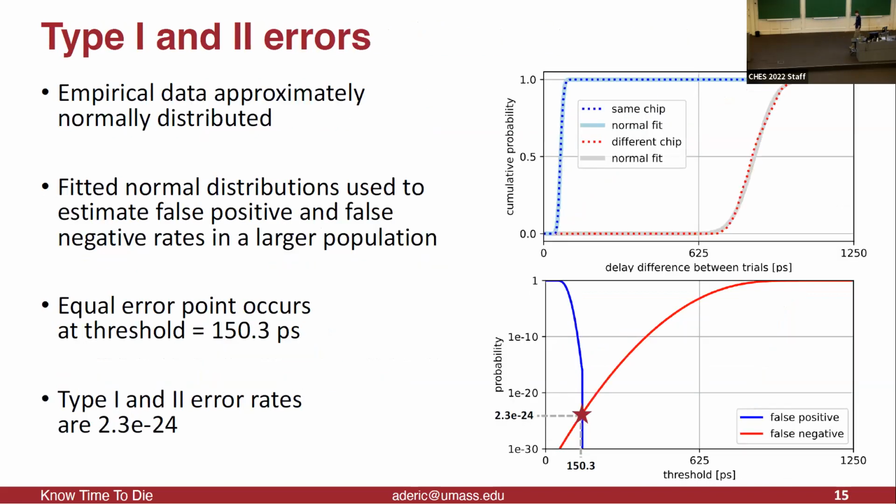And so in our case, because it was only 20 FPGAs, I guess it was perfect. So we wanted to see how perfect it actually was. And what we realized is that these distributions, the bottom one, are actually fairly normal. So we fit a normal curve to each of those. And we looked for the point where the false positive and false negative probabilities are equal, which happens at around 150 picoseconds. And when you look at that, you find that your type 1 and type 2 error rates are astronomically small, which once again confirms that we have a unique and reliable fingerprint.